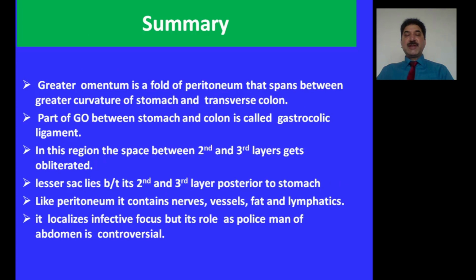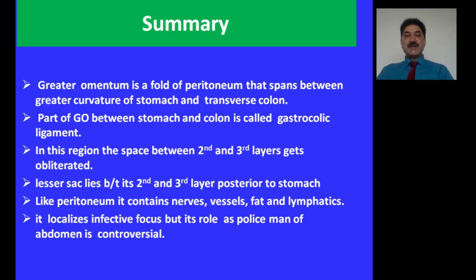I want to summarize my lecture as under. Greater omentum is a fold of peritoneum that spans between greater curvature of stomach and transverse colon. Part of greater omentum between stomach and colon is called gastrocolic ligament. In this region, the space between second and third layers of greater omentum gets obliterated and forms gastrocolic ligament.